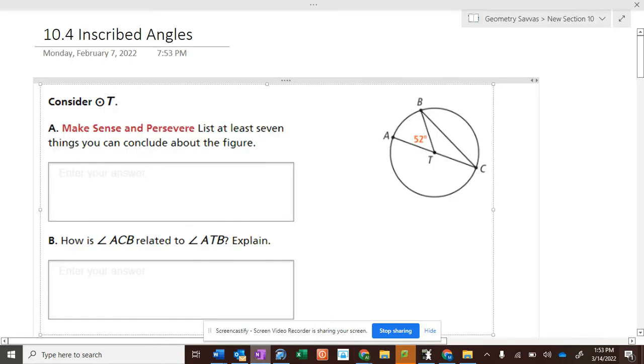All right, seven things that we can say about this figure. What's one thing we can say about this figure? Like the number of degrees for things, Evan. What's 52? Angle T is 52. It says it up there. What else do we know? Come on.